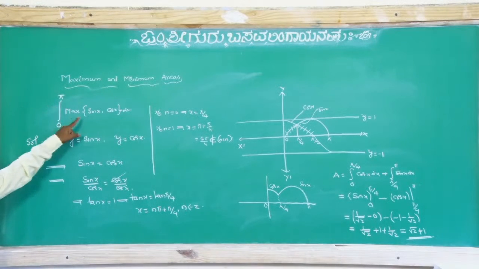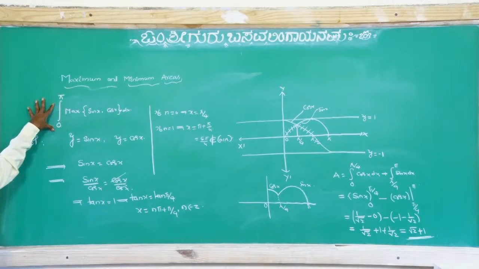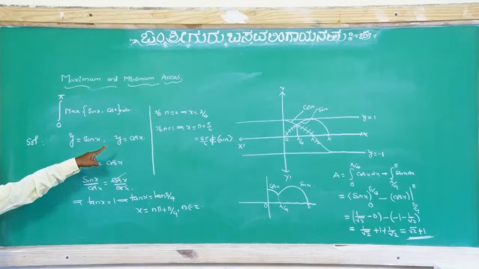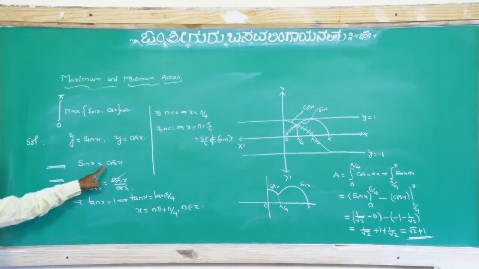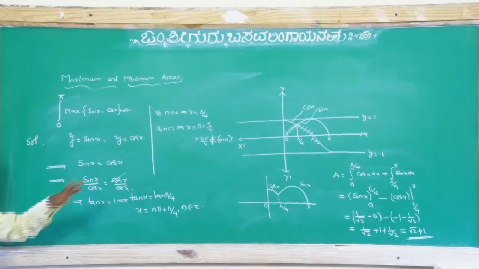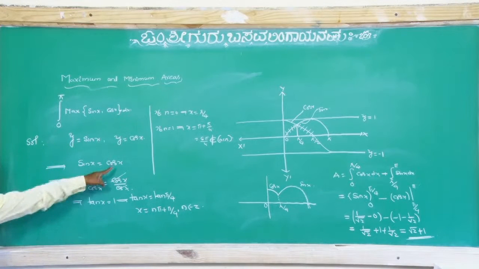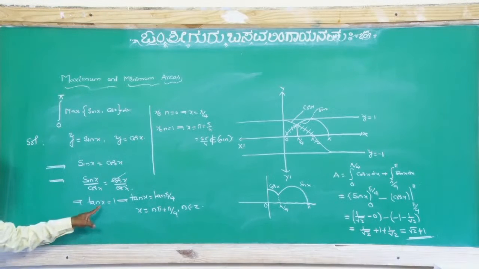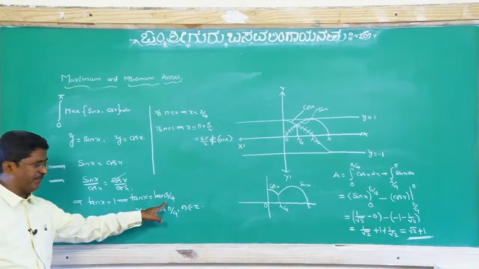The maximum area of the functions sin x, cos x between the interval 0 to pi. First of all, consider the functions y is equal to sin x, y is equal to cos x. Solving the two curves, we get the point of intersection. Sin x is equal to cos x. Dividing both sides by cos x; even sin x you can divide according to your convenience. Sin by cos is tan x, equal to 1. Tan x is equal to 1 means tan of pi by 4.